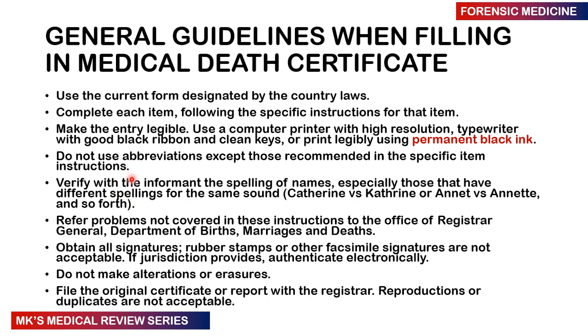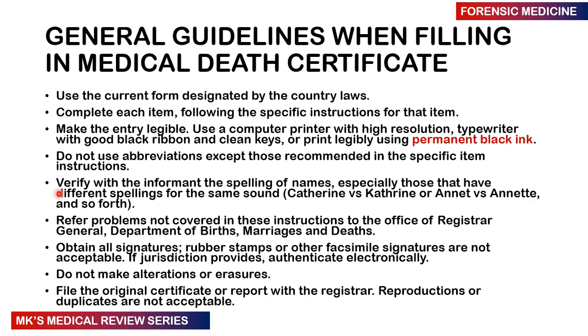Then the fifth thing is that we want to verify the informant's spelling of the name. This is very important. If the spelling of the deceased name on this medical certificate of cause of death is different from what is there on their national registration card, their NRC, then that will be rejected and they have to go and get another one filled in. So you should make sure that you have the right spellings, because different spellings for the same sound do exist. For example, Catherine with a C and Catherine with a K, Annette with 2 N's and 1 T, or Annette with 2 N's and 2 T's. So you have those differences in names. So please make sure that you confirm the details of the name as well as the age of the patient.